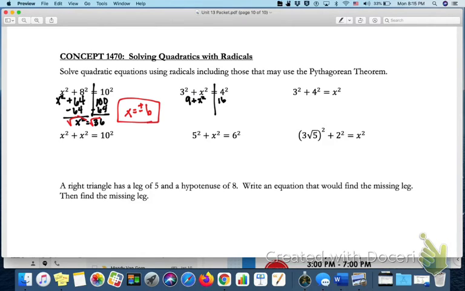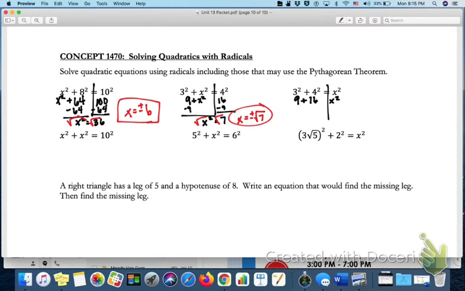3 squared is 9, plus x squared equals 4 squared, or 16. We'll do subtraction to get 9 over to the other side, which leaves us with x squared equals 7. Take the square root of each side, and x is positive or negative square root of 7. You can't simplify that.